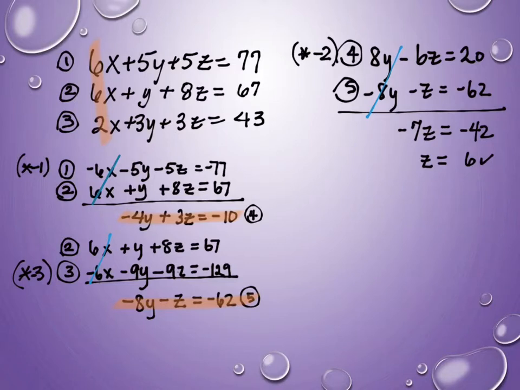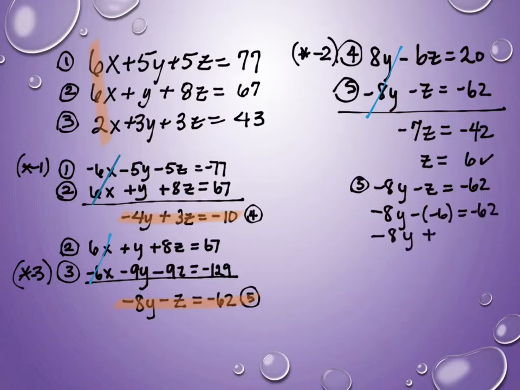Which one's going to be easier to find next? X or y? Which one? Y. How come? Yeah, equations 4 and 5 have only those two variables in them. So Sarah wants me to plug it into equation 5, so we'll do that. I have negative 8y minus z equals negative 62. So this is negative 8y minus a negative 6. So I have negative 8y plus 6.